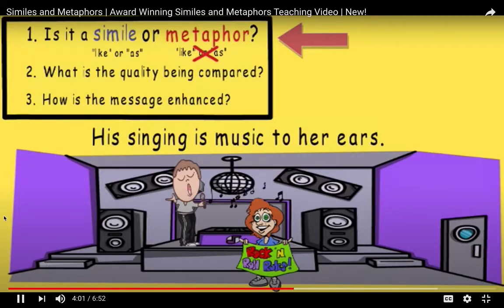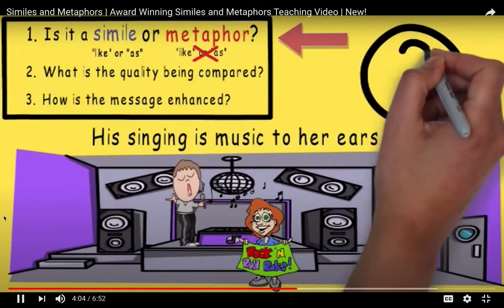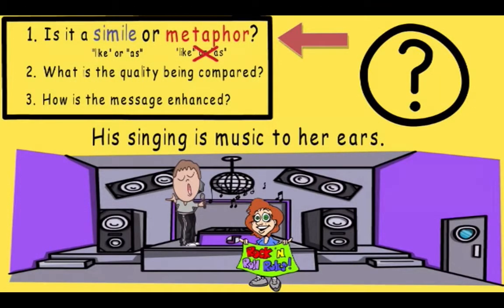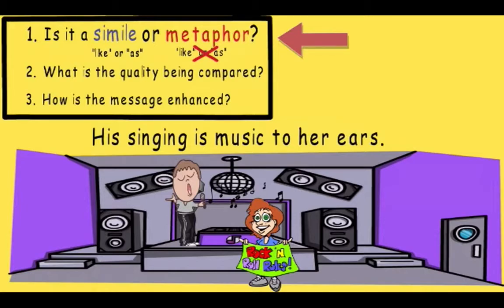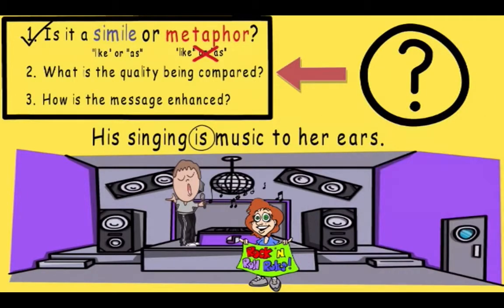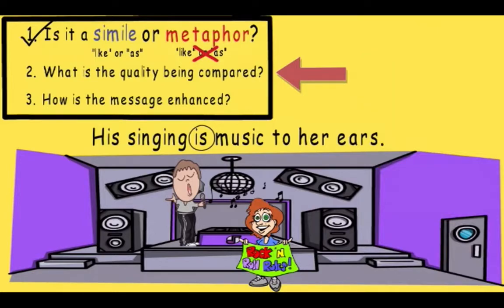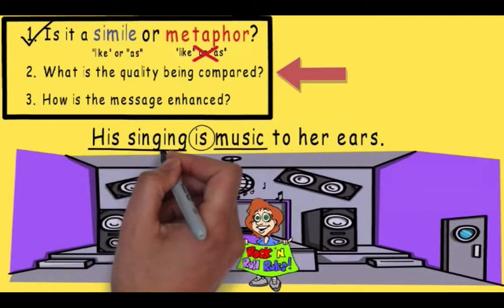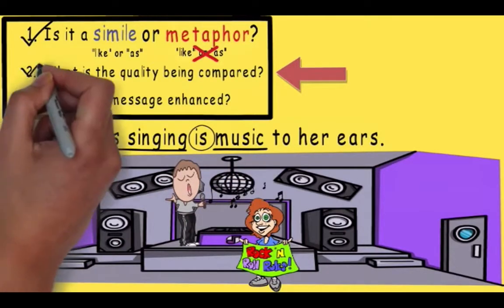So let's continue. Similes include the words like or as. Do you think this is a simile or a metaphor? Well, since the author doesn't use like or as and says one thing is or was another thing, his singing is music, this sentence would be a metaphor. Next, we need to note the quality being compared. Which two subjects is the author comparing in this metaphor? Well, the author is comparing his singing to music. So both his singing and music have a melodic quality.